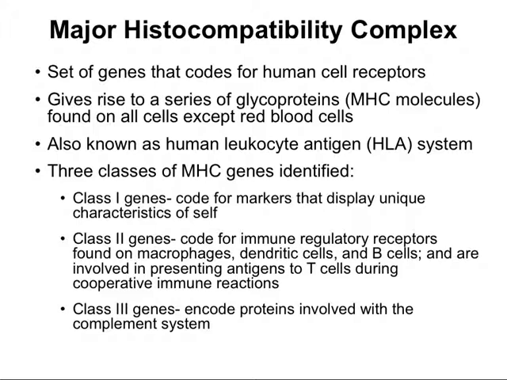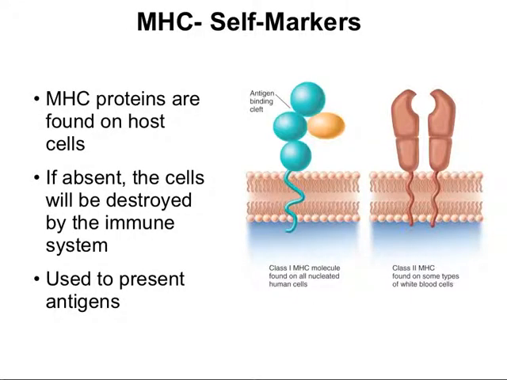They are involved in presenting antigens to T cells during cooperative immune reactions. And then the class 3 MHC genes encode for proteins that are involved with the complement system. We've already covered the complement system, and we won't be looking at the class 3 genes. The focus in this section will be on class 1 and class 2 MHC genes. Let's take a closer look.